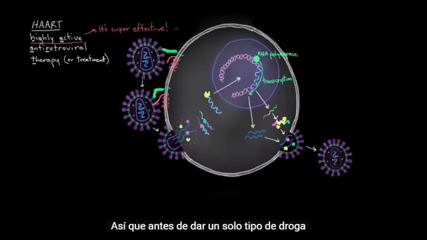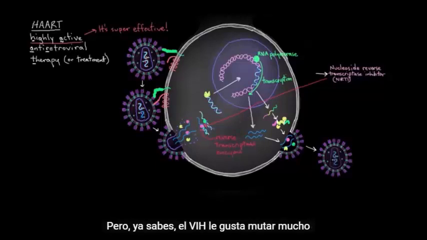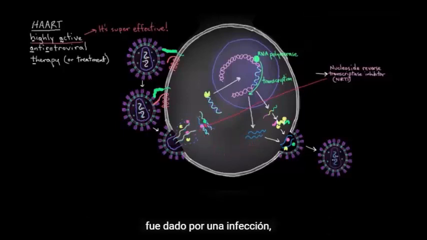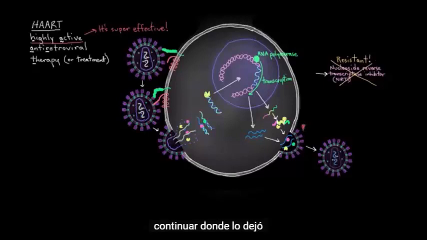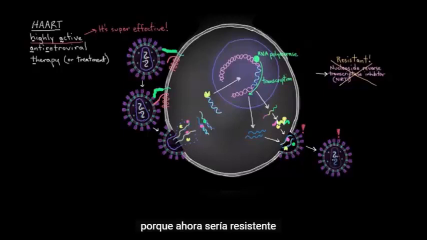So before we'd give just one type of drug to help control an HIV infection, we'd usually give an NRTI, which stops the reverse transcriptase step in infection of a CD4 cell. But HIV likes to mutate a lot, and it turned out that when only one type of drug was given for an infection, the HIV would eventually become resistant to that type of drug. So, of course, the drug didn't work anymore, and the person's infection would almost pick up where it left off. It would start to worsen again. Except this time almost more aggressively in a way, because now it'd be resistant to that original type of treatment.